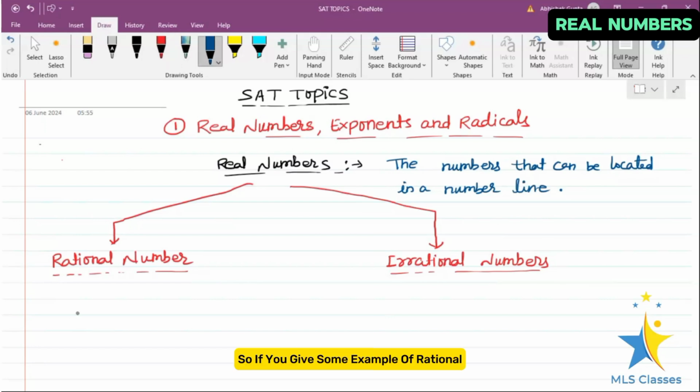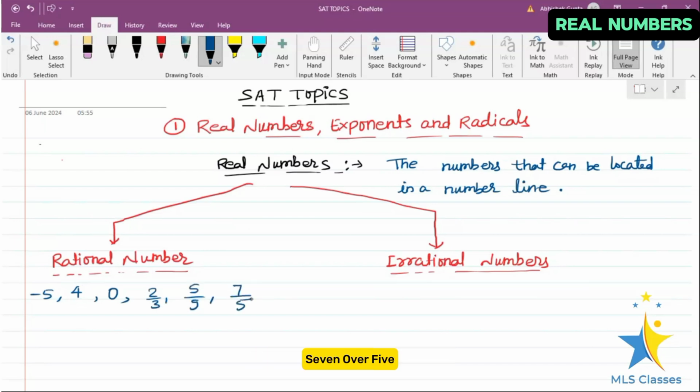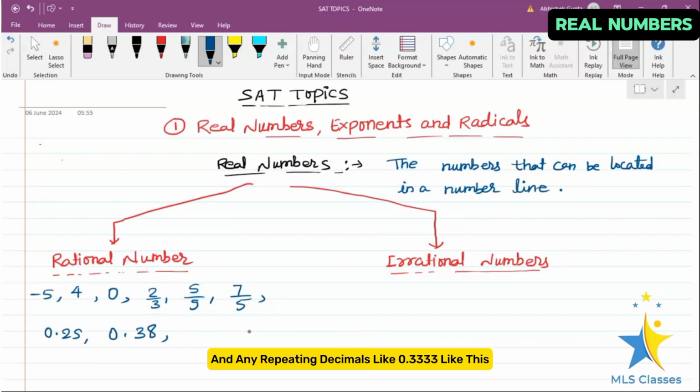If we give some examples of rational numbers, we have any integer like -5, 4, 0, then any fraction like 2 over 3, 5 over 9, 7 over 5. That means any proper or improper fraction. Then we can take any terminating decimals like 0.25, 0.38 and any repeating decimals like 0.3333, which we can write as 0.3 bar. So these are the rational numbers.